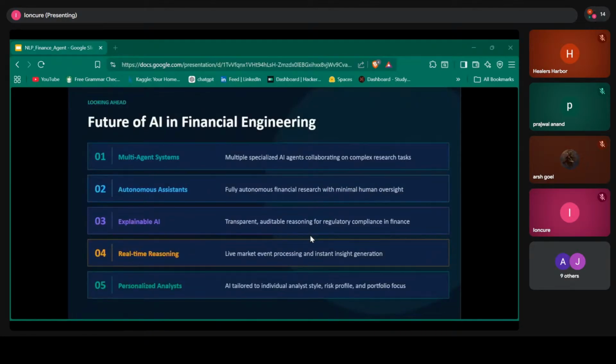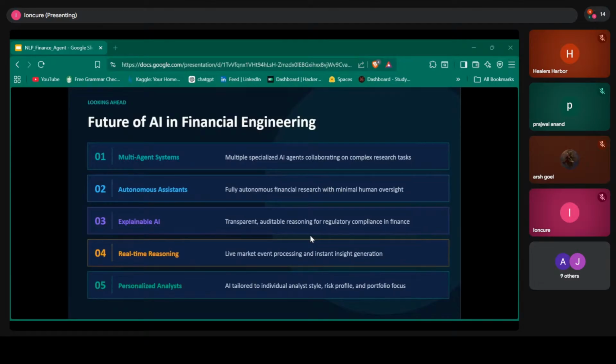Looking ahead, I see five key directions shaping where the technology is going. First, multi-agent systems. Rather than a single generalist agent, you have a network of systems connecting across multiple domains. This allows agents to collaborate across financial security, full research pipeline with minimal human checkpoint.